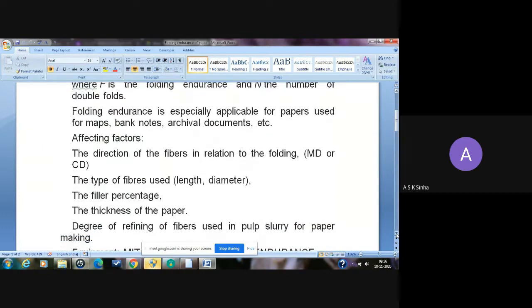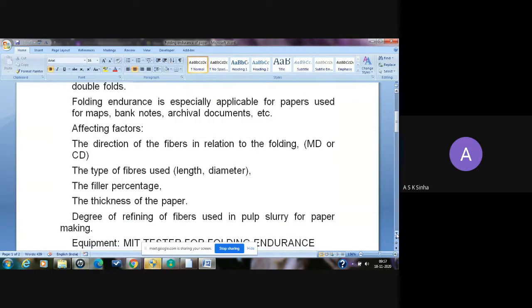So folding endurance is especially applicable for papers used for making important maps which are being saved for several years, even for hundreds and thousands of years. You'll find some old maps are available. We require very high strength, which means high folding endurance. Another is bank notes, currency note paper. You must have seen, we are folding it several times and again unfolding it. It's being passed through the hands of a large number of people. So it should have high folding endurance.